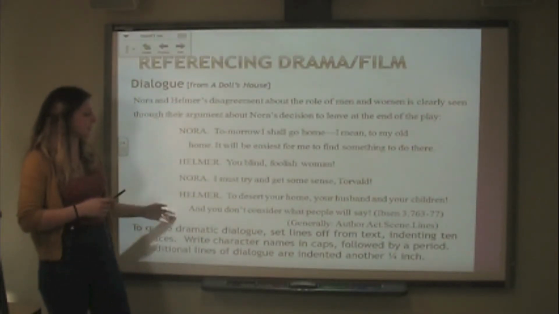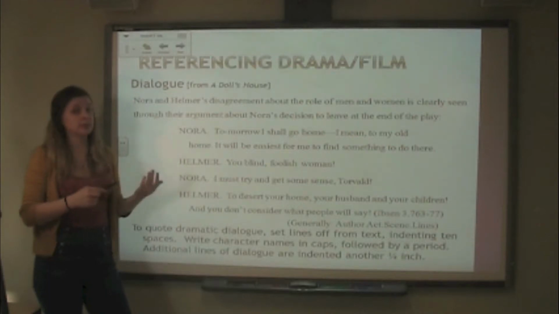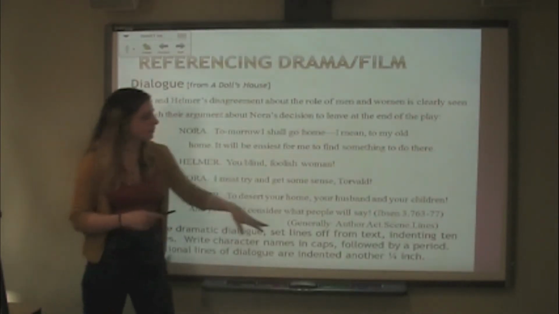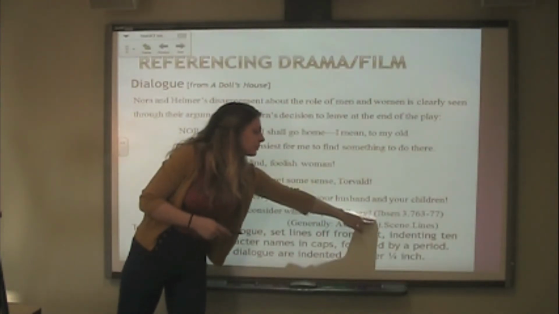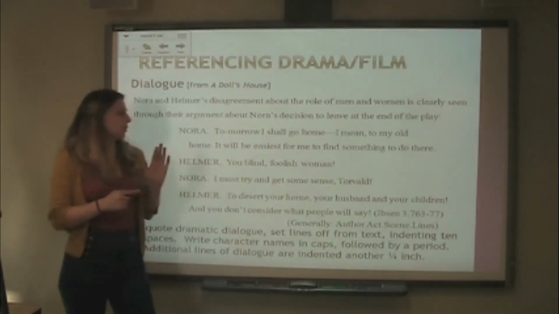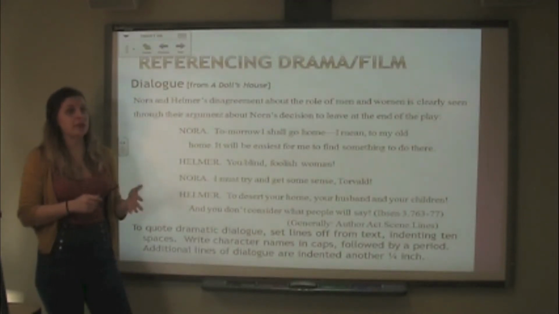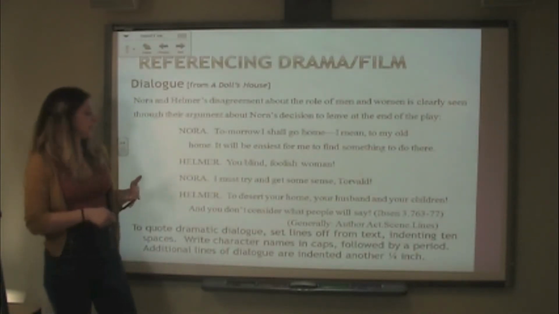You would follow the exact same format as it appears on the page, very similar to poetry. So when you're citing it, again, the punctuation would be there, and then it would be the author's last name, the act, the scene, and the lines. So you can't just have the page number. It has to specifically be the act, the scene, and then the lines that these are taken from.